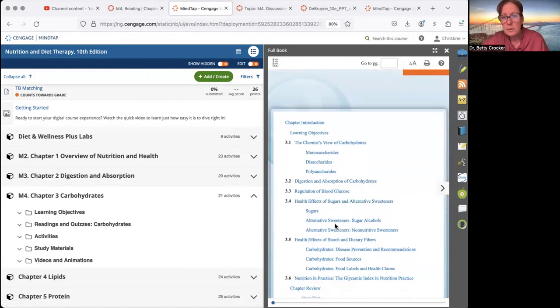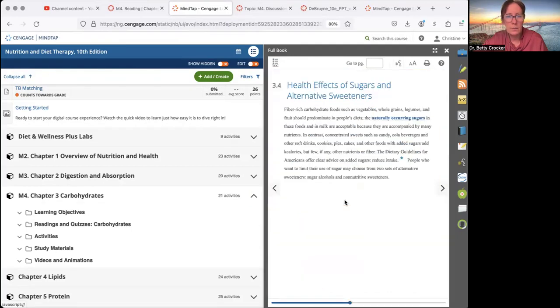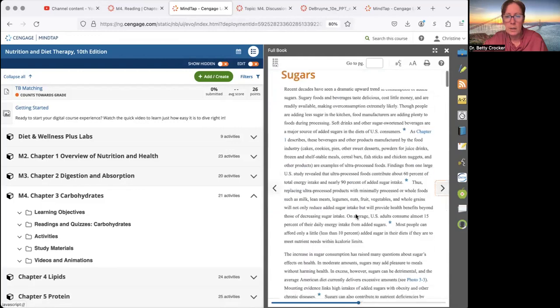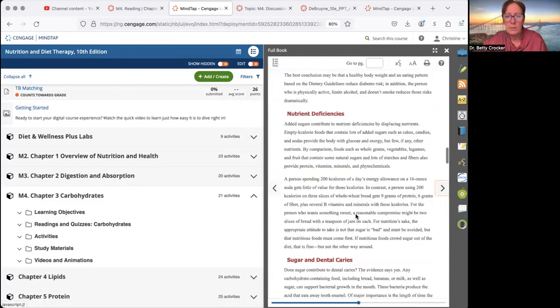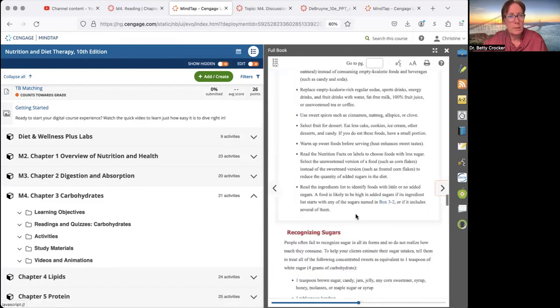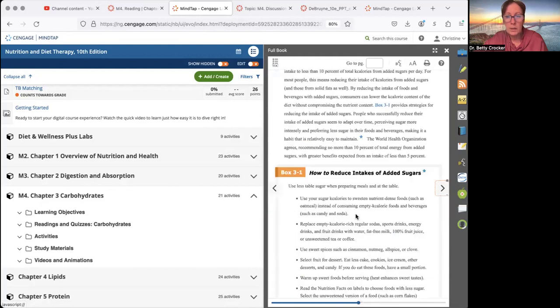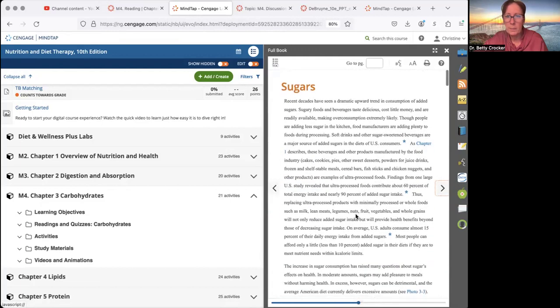So for that first prompt, take a look at the health effects of sugars. It has a lot of good information on there that you can pull into that discussion. And if there's anything in here that you cannot find, just use an outside source. That's fine as well.